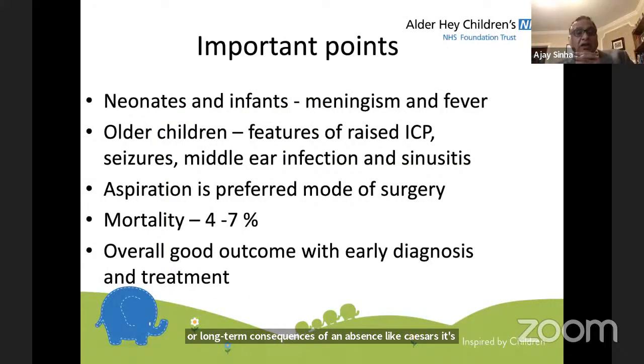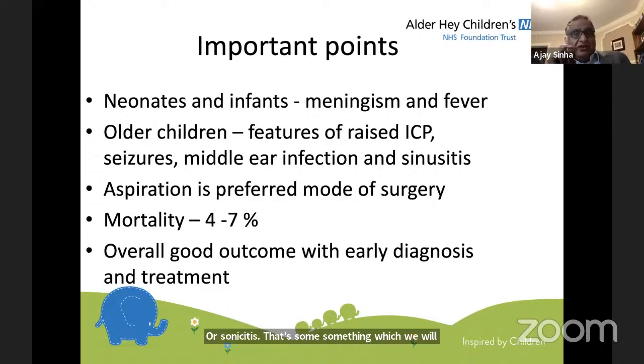So, important messages to take out from these two studies, and important things for medical students and for young training doctors. Neonates and infants present with features of meningism and fever, raised CRP. Older children tend to present with features of raised ICP because of the mass effect from the abscess, with seizures, and very likely there'll be an associated history of ongoing middle ear infection or sinusitis. That's something which generally points to the diagnosis.